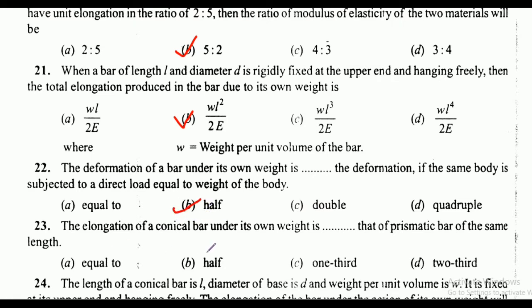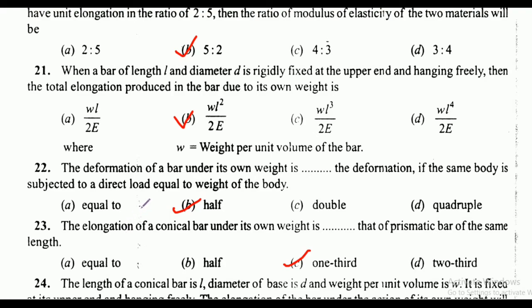The elongation of a conical bar under its own weight is dash that of prismatic bar of the same length. Here friends these are the options, and here correct answer is C, that is 1/3. The elongation of a conical bar under its own weight is 1/3 that of prismatic bar of the same length.